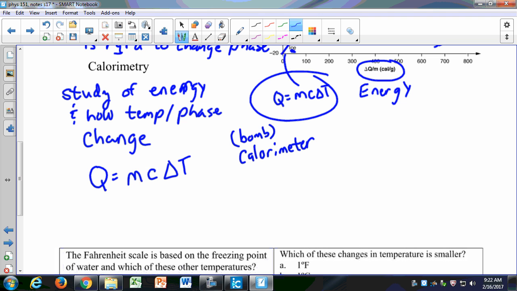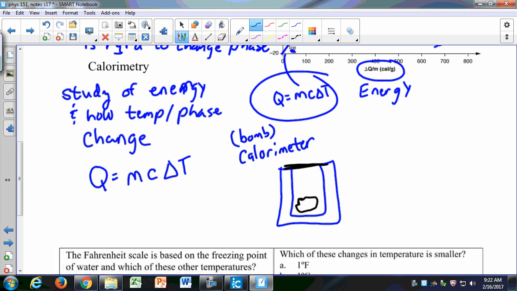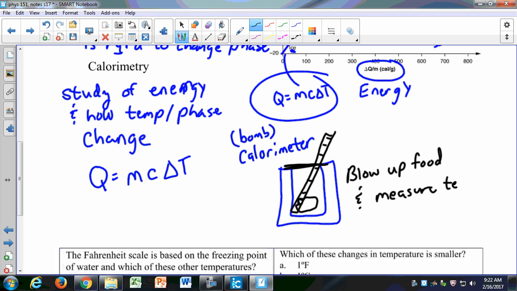Then, in their calorimeter, they'll put some foodstuff inside of it. They'll close it off, and then they explode the thing. They measure the temperature. We put a thermometer in here. They blow up the food and measure the temperature increase.